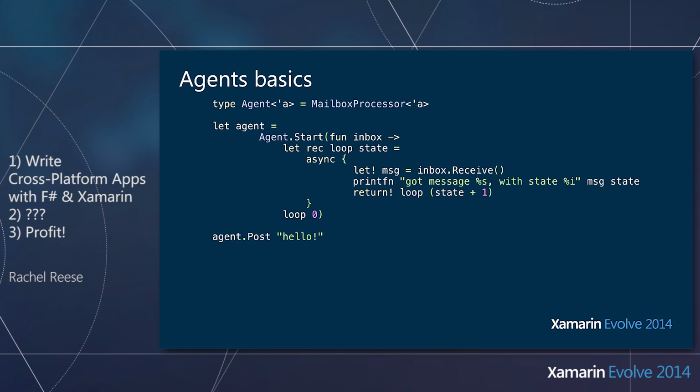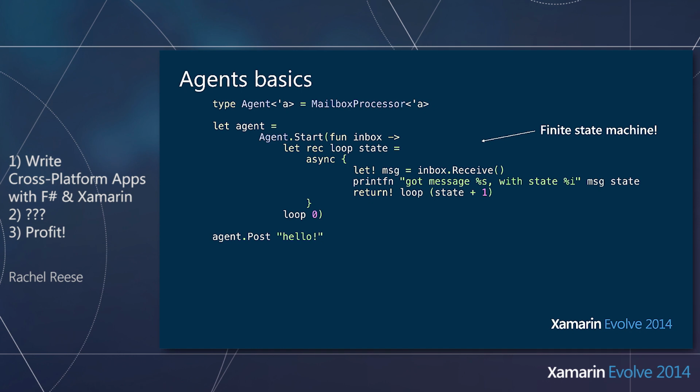As a side note, let message equals inbox.receive is blocking, so it sits there and waits for a message. Once it receives one, we do all of the processing, come around, and then sit and wait for the next message. To actually get messages to the agent, it's agent.post. And in this case, I'm just posting a string of hello.